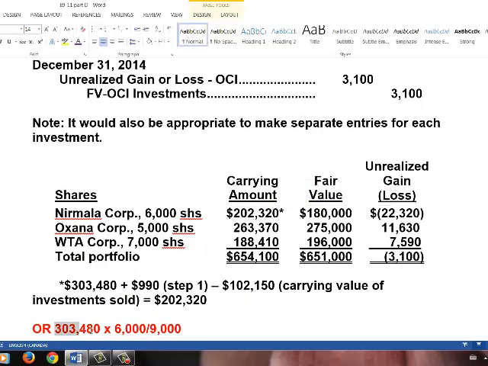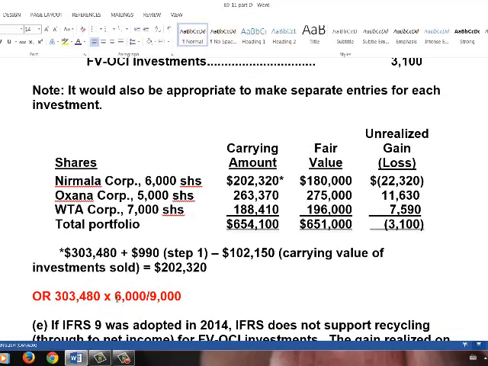Or 303,480, which was the value for 9,000 of them, but I only want it for 6,000 of the 9,000, or 2/3 of them. So that'll give me 202,320.